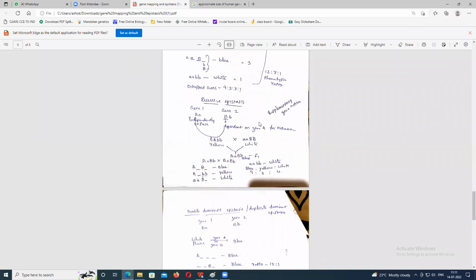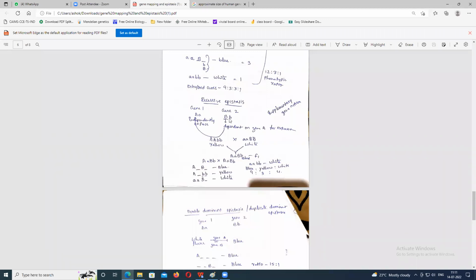Are you able to see recessive epistasis? So what is this recessive epistasis? Recessive means this A can express itself. Here also the same condition: without any gene action, the flower is white in color. If A is there, it is giving yellow color. If B is there, it is giving blue color. Same thing. But in recessive epistasis, if B wants to express itself, it needs the presence of A.